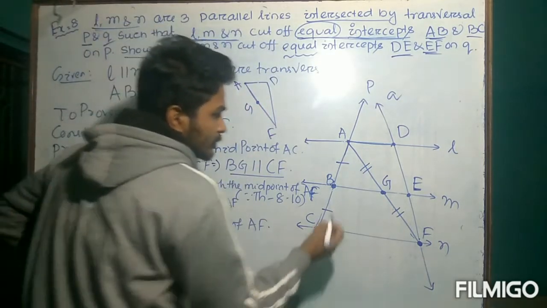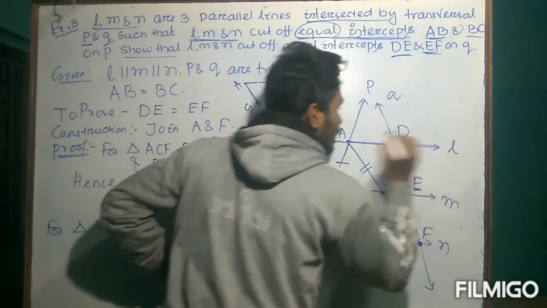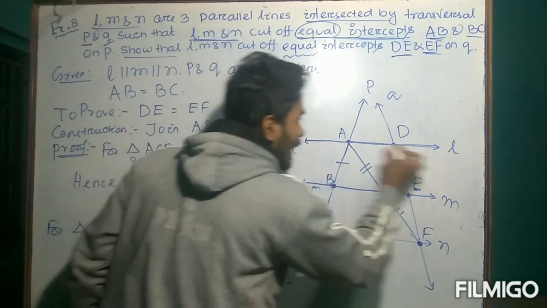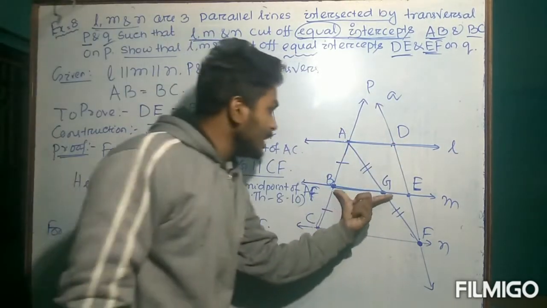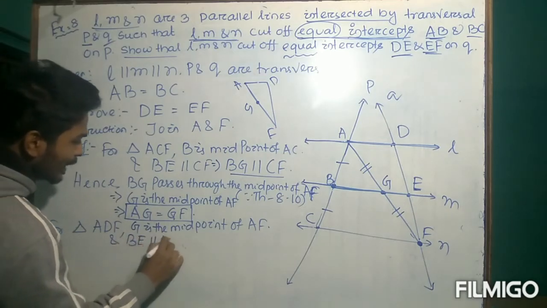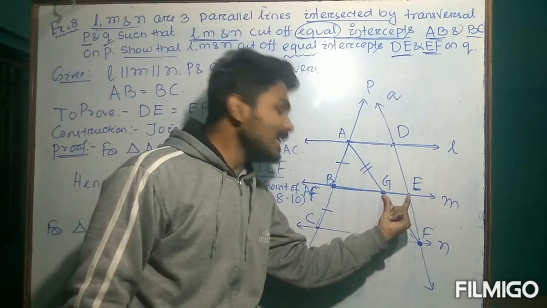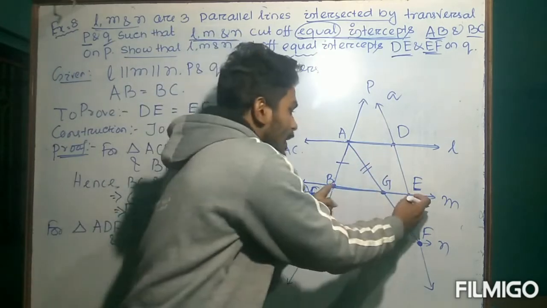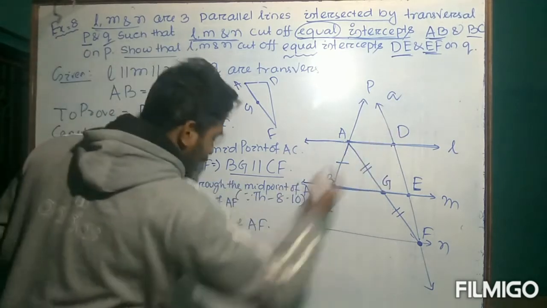Okay, then we already know the line M is parallel to L. It is given M and L are parallel lines. If M is parallel to L, it means BE is parallel to AD. Okay, BE is parallel to AD. Then we can write that G is a part of BE. So G must be parallel to AD because G is a part of BE. So this implies GE is parallel to AD.